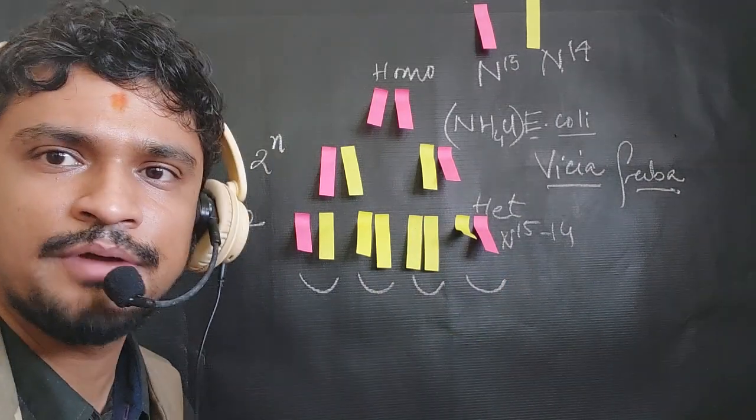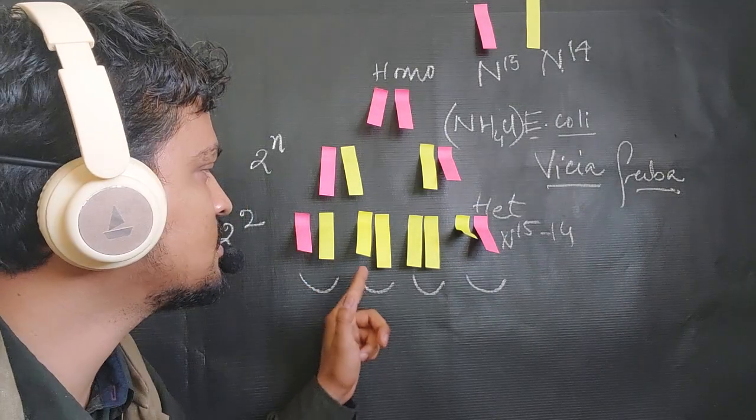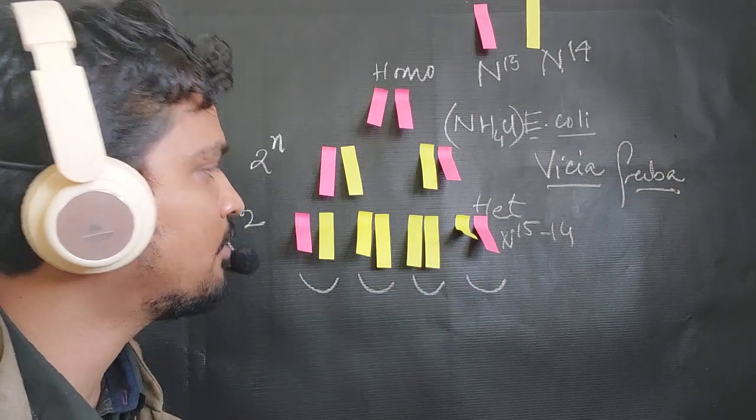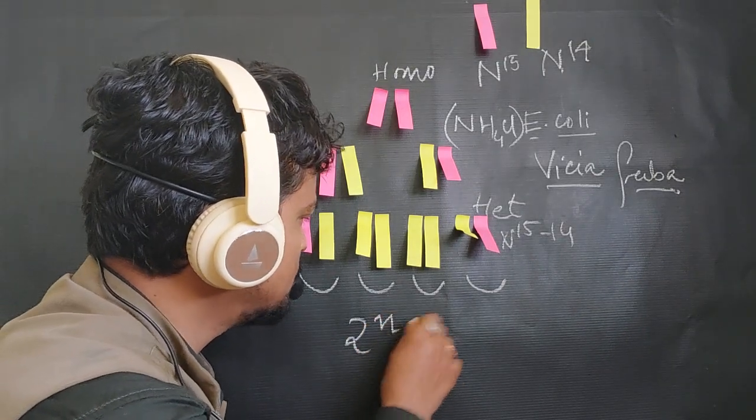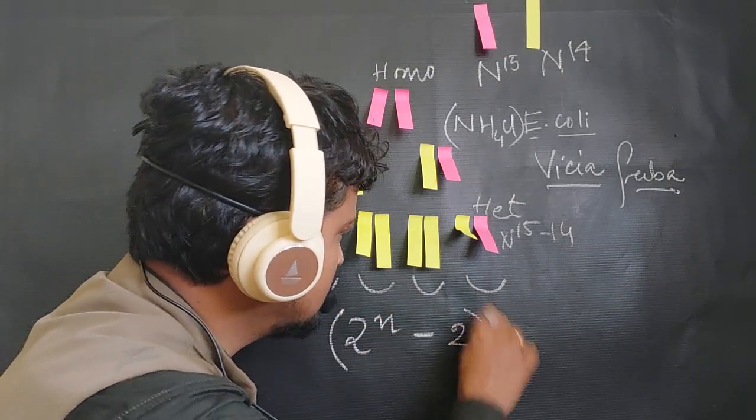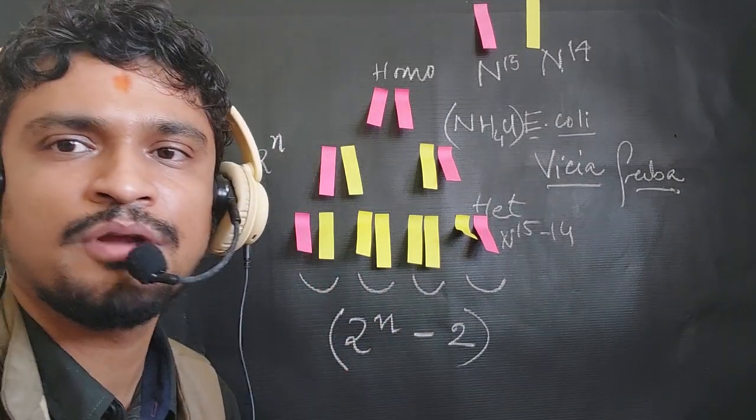This sort of DNA you get. So this is your N15, N14 heterodimer, this is homodimer and heterodimer. So there is an equation for it, 2 to the power n minus 2. This concept gives the number of homodimers that you are going to obtain.